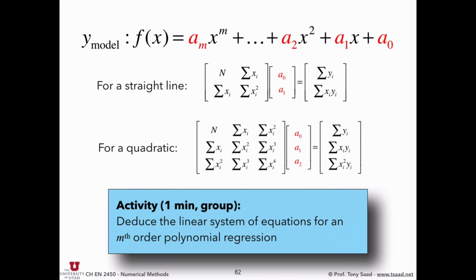Ember, you got an answer? The second column, yeah. So the summation of x_i, the summation of x_i squared, to the summation of x_i to the m plus 1. Right? So you see the pattern. Every column we move towards, we increment the power of x_i by 1. Okay? So what about the third column?